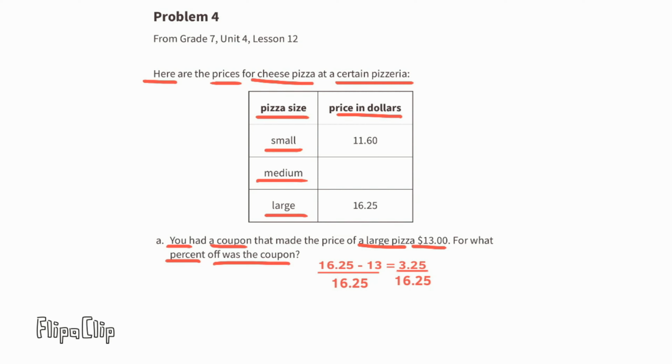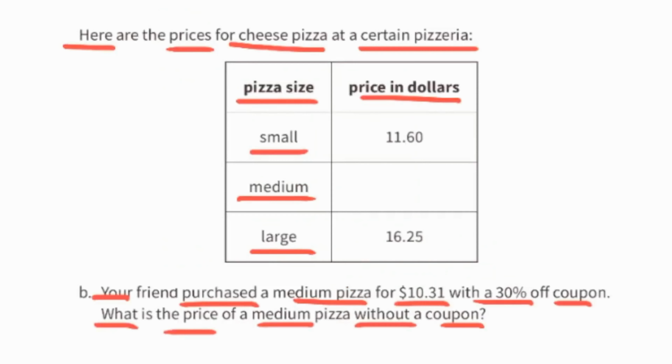$3.25 divided by $16.25 equals 2/10 or 20/100, which is 20%. So the coupon saved 20%. B. Your friend purchased a medium pizza for $10.31 with a 30% off coupon. What is the price of a medium pizza without a coupon?